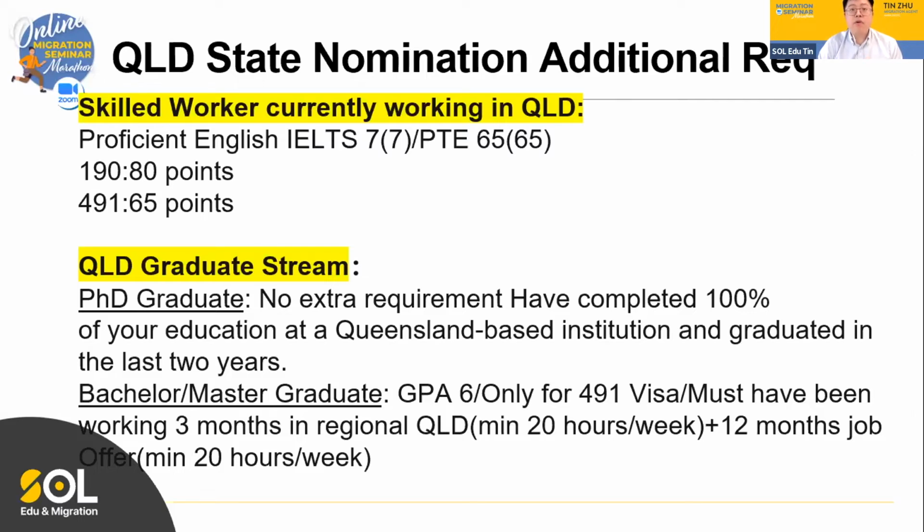However, if you would like to obtain a 190 visa, of course, you still can go through the skilled worker stream. And you must have been working 3 months in regional Queensland, minimum 20 hours per week. So part-time is okay. And you need to provide a job offer for the next 12 months in your nominated occupation. Also, the job offer only requires part-time, which is 20 hours per week, for a bachelor or master graduate.